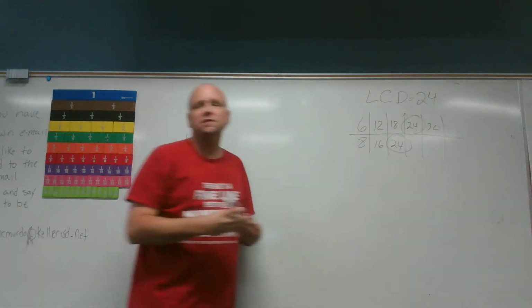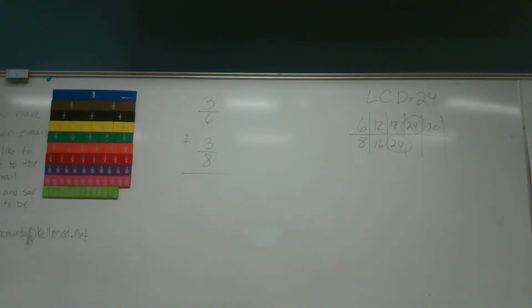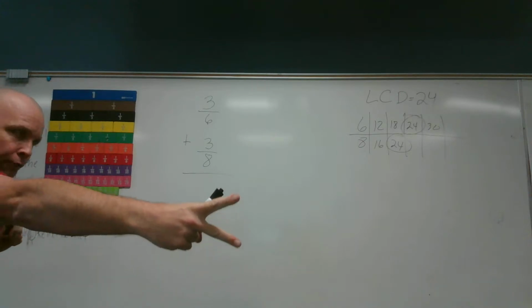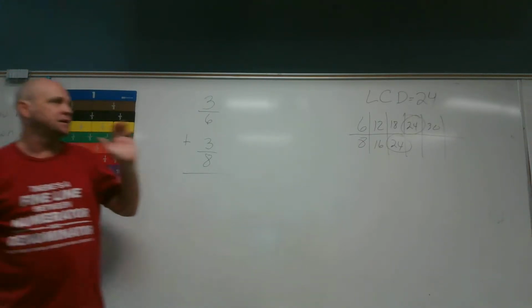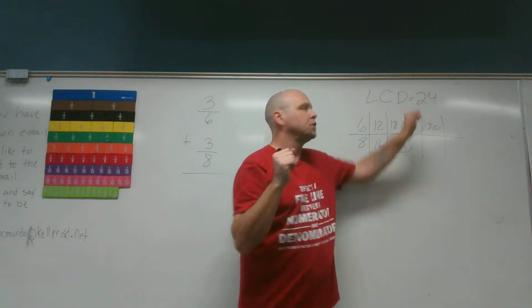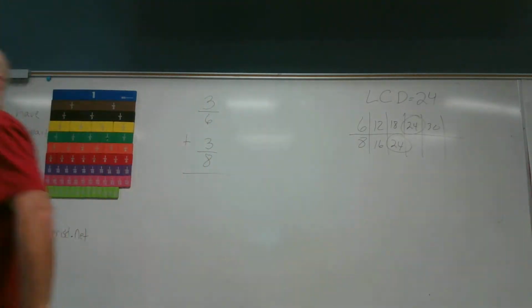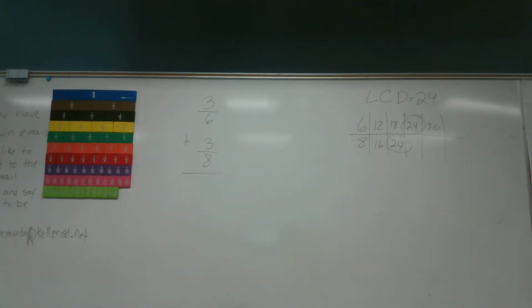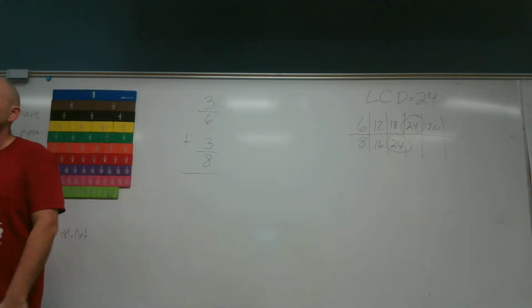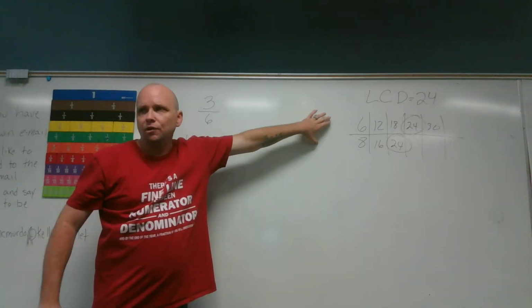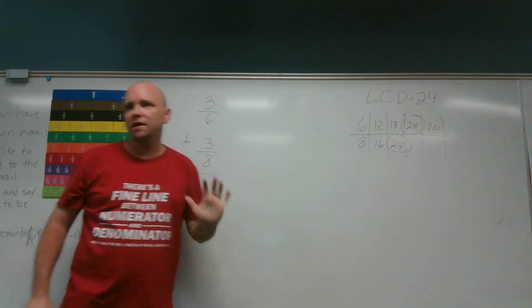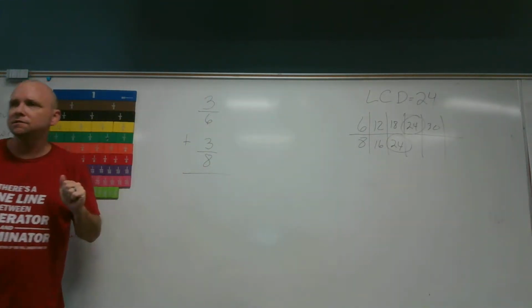It is the first number that shows up in both lists. It is the first multiple that shows up in both lists. That makes it the least common multiple. I want to show this. I know there are other ways, but you need to know how to do this.